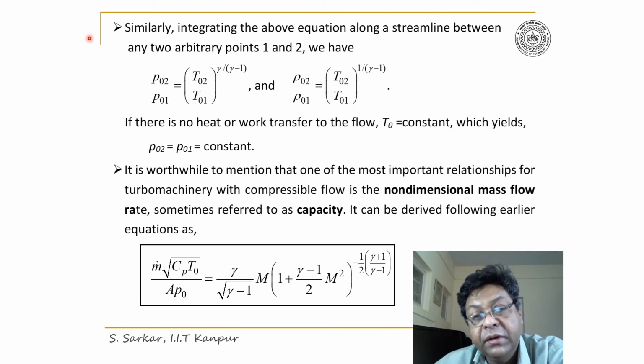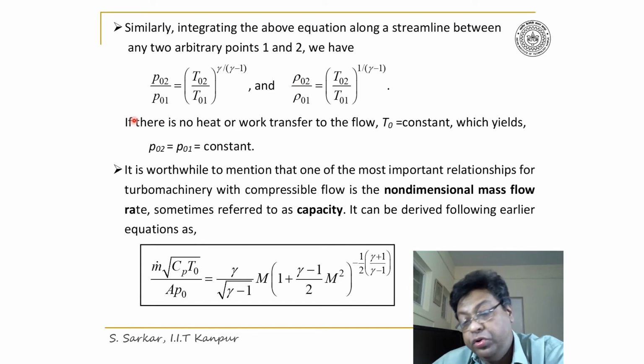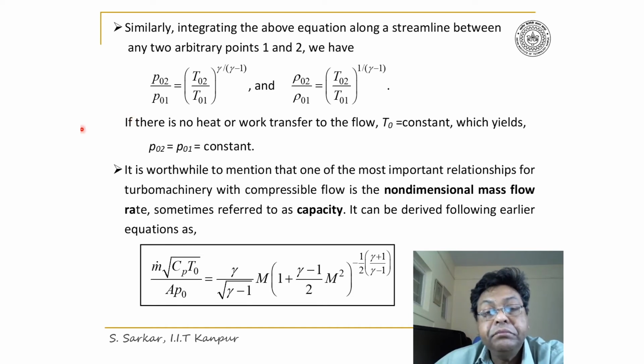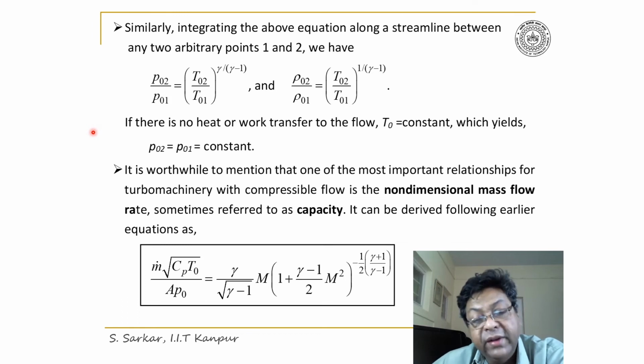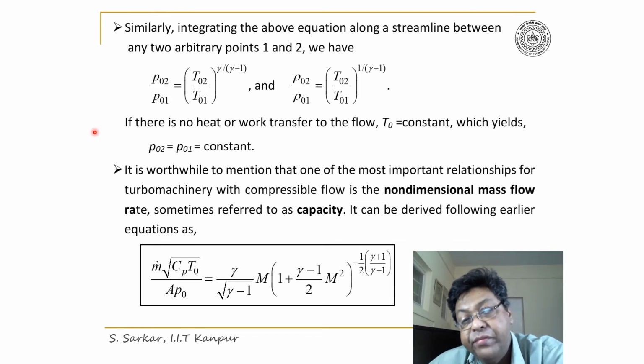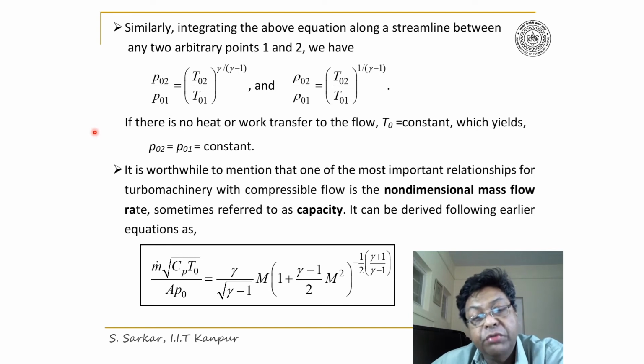Similarly, integrating along a streamline between two arbitrary points denoted by 1 and 2, I can say P02 by P01 is equal to T02 by T01 to the power gamma by gamma minus 1, and rho 02 by rho 01 is equal to T02 by T01 to the power 1 by gamma minus 1. Now, if there is no energy added to the system, then T0 must be constant, which leads to P02 equal to P01.